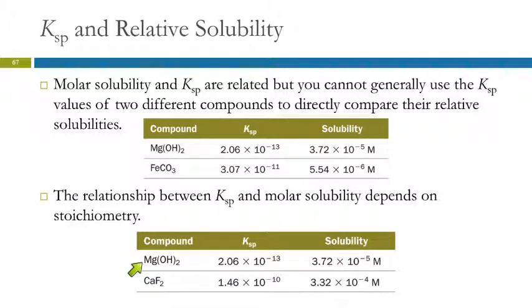Here we're looking at magnesium hydroxide and calcium fluoride. The stoichiometry is the same. We compare: this has a smaller KSP, larger KSP, smaller solubility, larger solubility. We can compare those two because the stoichiometry is the same. But if the stoichiometry is different, it's not necessarily going to be the same order.